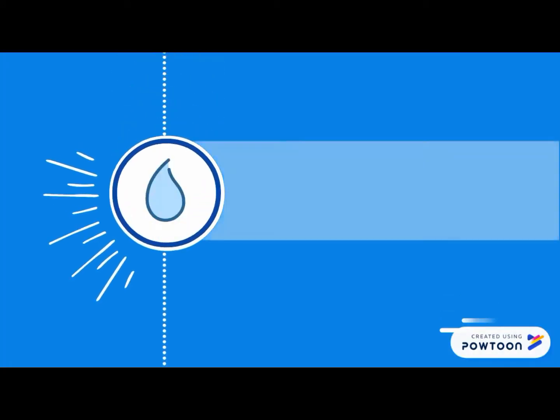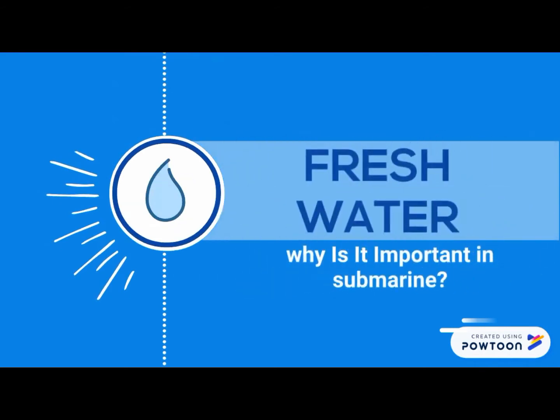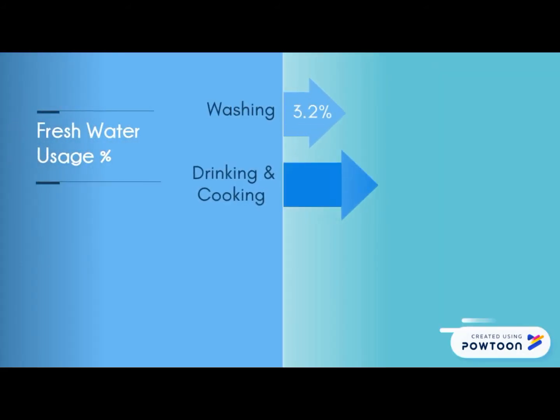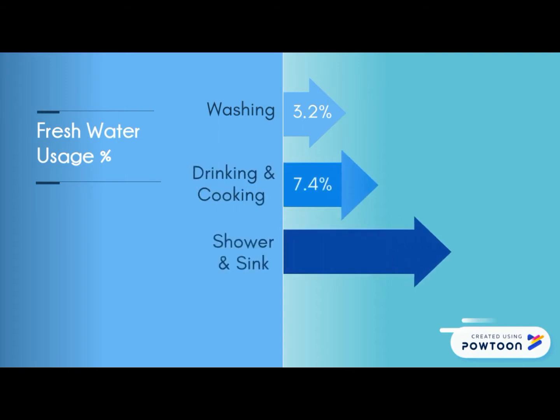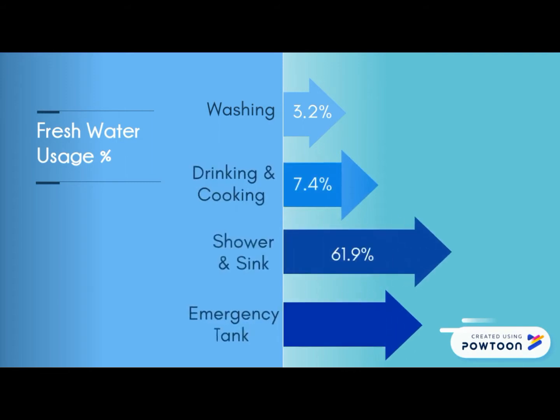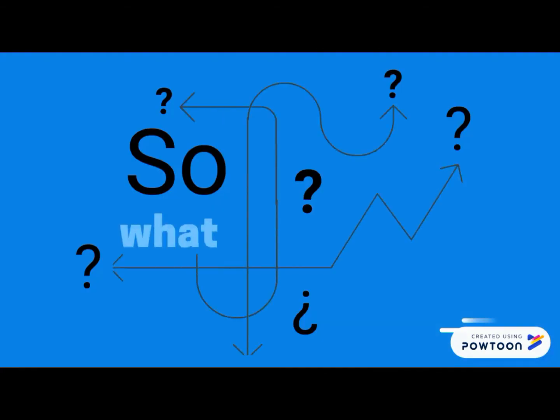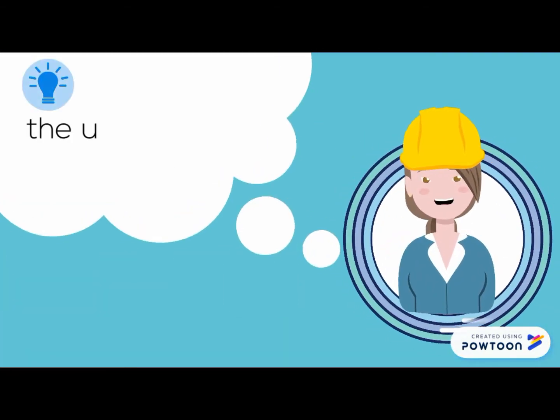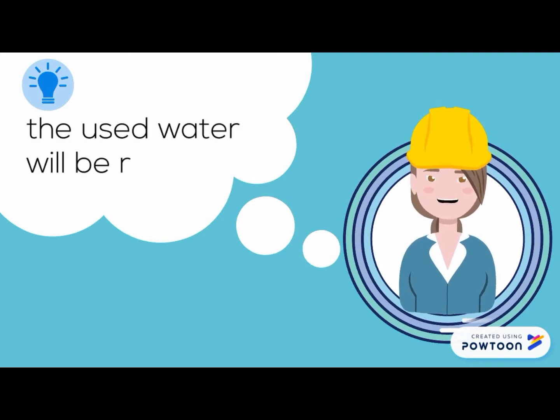Why do we need to distill the seawater to get fresh water for the submarine? Fresh water is used for washing, which is laundry, drinking and cooking, shower, sink, and for the emergency tank. What do we do with the used water? The used water will be recycled for toilet flush to reduce the freshwater usage.